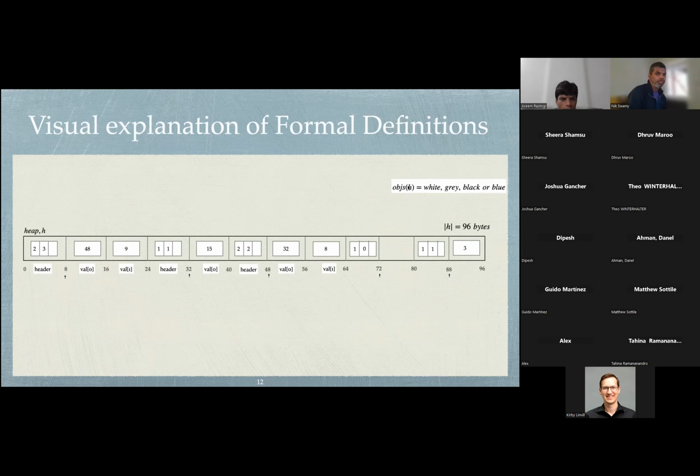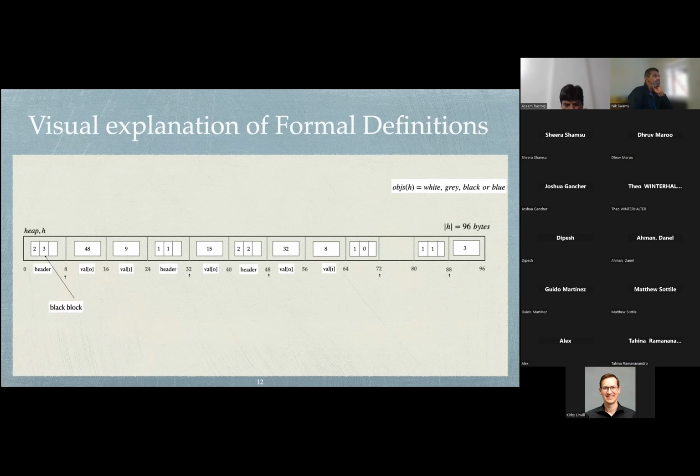So let us see what an OBJ set is. OBJ set of this particular heap H is all the white, gray, black, or blue objects. The color bits are 2, which means we can represent 4 colors. White, gray, and black represent allocated objects, and blue represents the free objects. In this heap model, allocated objects and free objects live together.